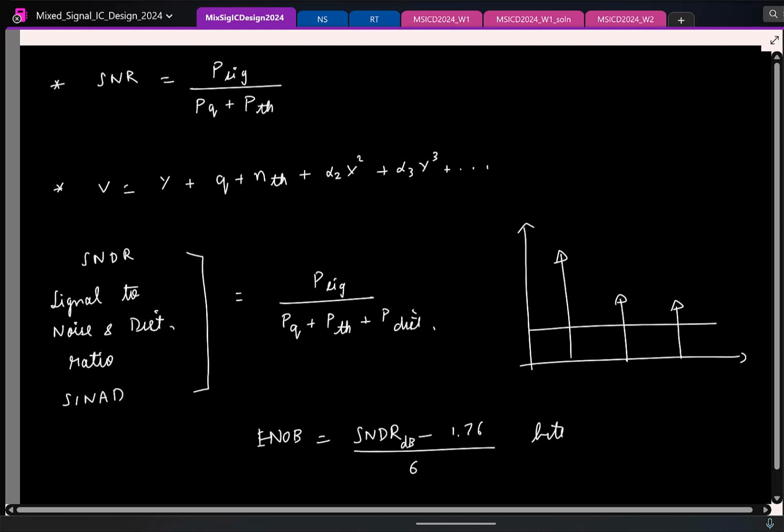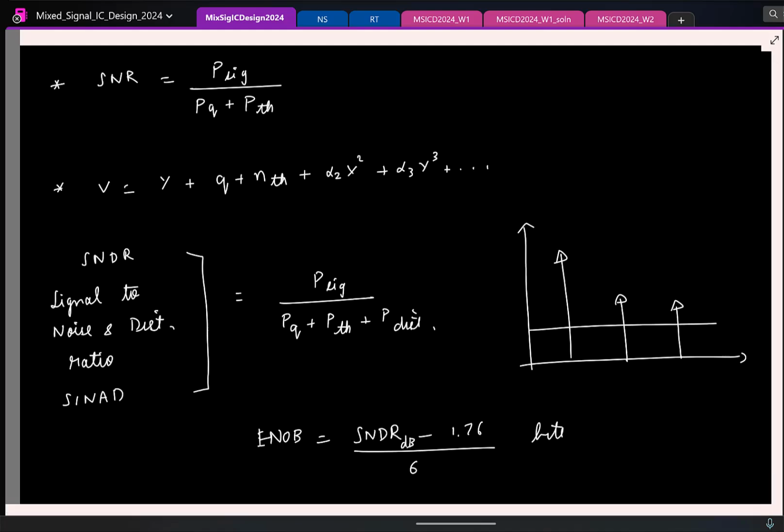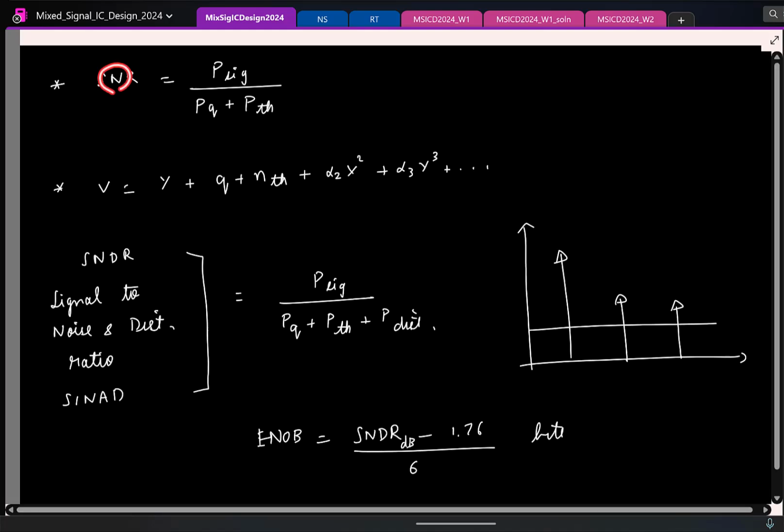So when we take the thermal noise, that will be SNR, that part. And then we take all the distortion and everything, that will be SNDR. The name should be obvious. This contains only noise. This includes both noise and distortion.